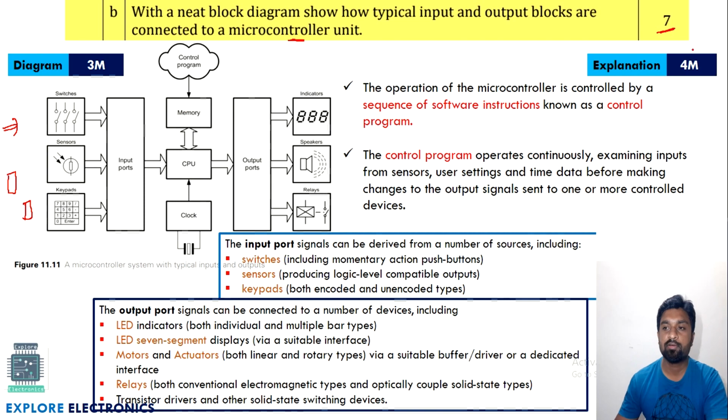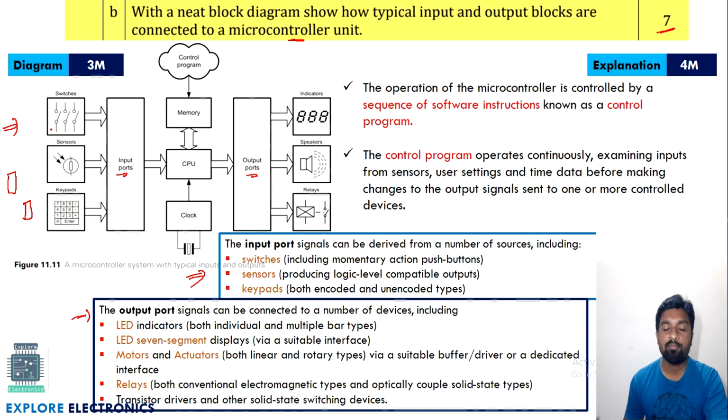Here it is asking for 7 marks, this block diagram and explaining what are input ports, what are output ports. Here is the explanation I have given, and how the operation of microcontroller will be. The control program will be loaded into memory, and these are the output devices connected to an output port. These are the input devices.